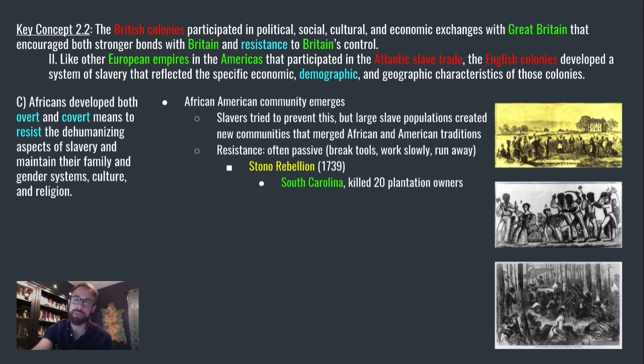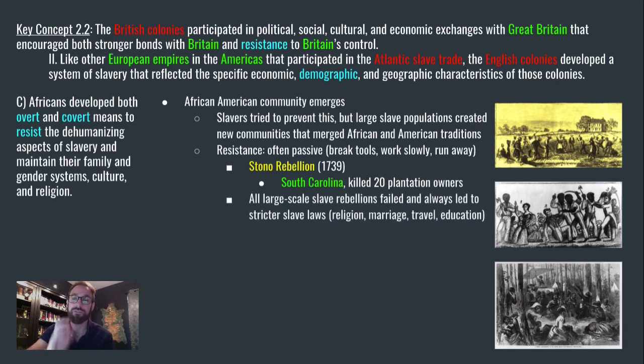Now what happens, as happens with all large-scale slave rebellions, this one failed, and these rebellions always lead to stricter slave laws. In this case, and in many cases, it could be limitations on religion, so practicing religion, limitations on marriage, limitations on travel, and education. The idea here was that sometimes religion would bring about ideas focused on liberation. Marriage felt like you were building a community. Travel, if travel was limited, that meant if you were black and walking along the road, something was off. And education, if slaves were prevented from reading, that means that they could not learn just how subjugated they really were.